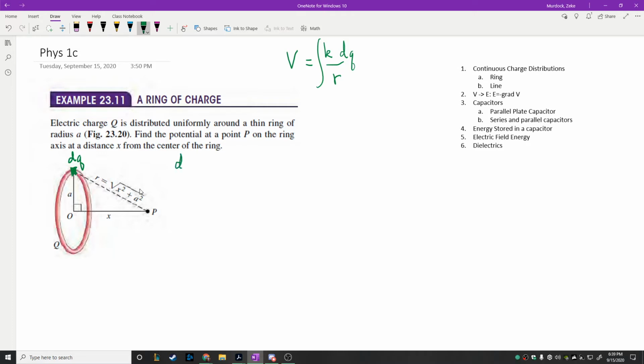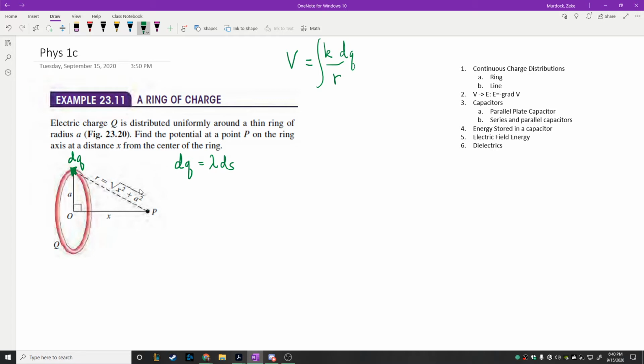In general, we usually say that dq would be equal to some linear charge density lambda multiplied by ds. We're probably not going to have to do that in this problem. Okay. Now, one of the great things about doing these problems with electric potential is that electric potential is a scalar. So I don't need to come to this point.